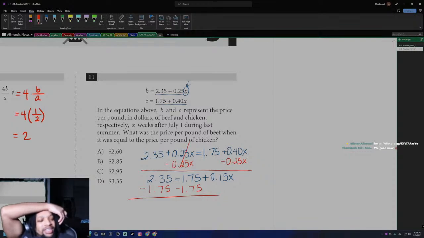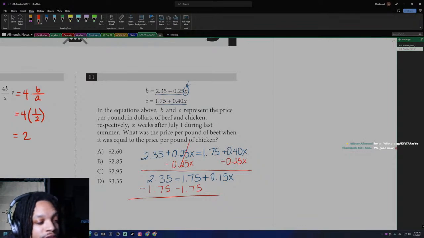Bro, I don't know what that is. This is the stuff that's going to make me panic on the test, bro. What is 2.35 minus 1.75? And then I got to divide that by 0.15. Is that what they want us to do on this one? I guess. Yeah, I guess.